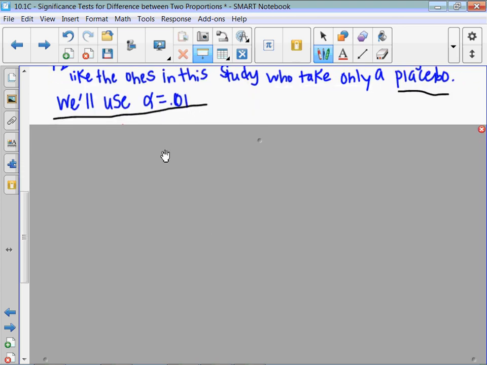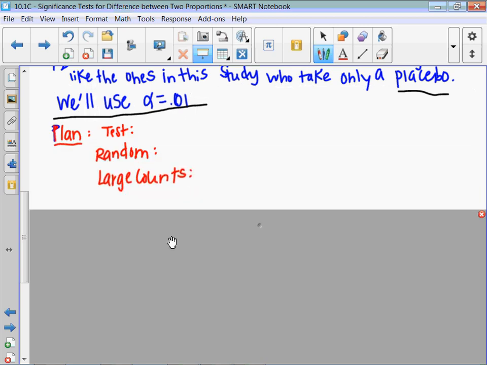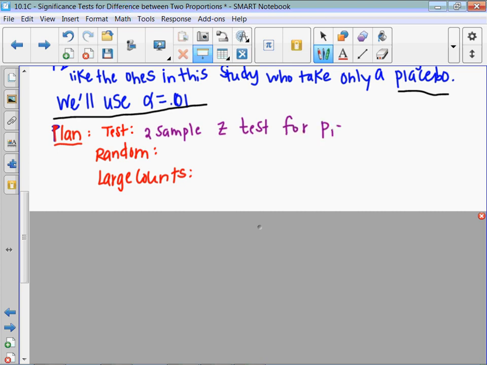All right, for the plan, we're going to say what kind of test this is, and we're going to check random and large counts. For our test, we've got the same thing as before: a 2-sample z-test for difference of proportions. Do we have a random sample? Yep, 2 groups in a randomized experiment.